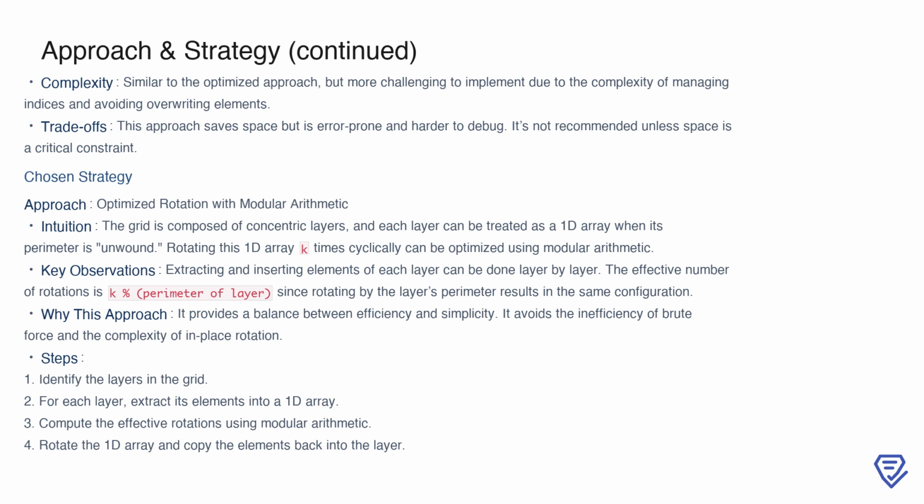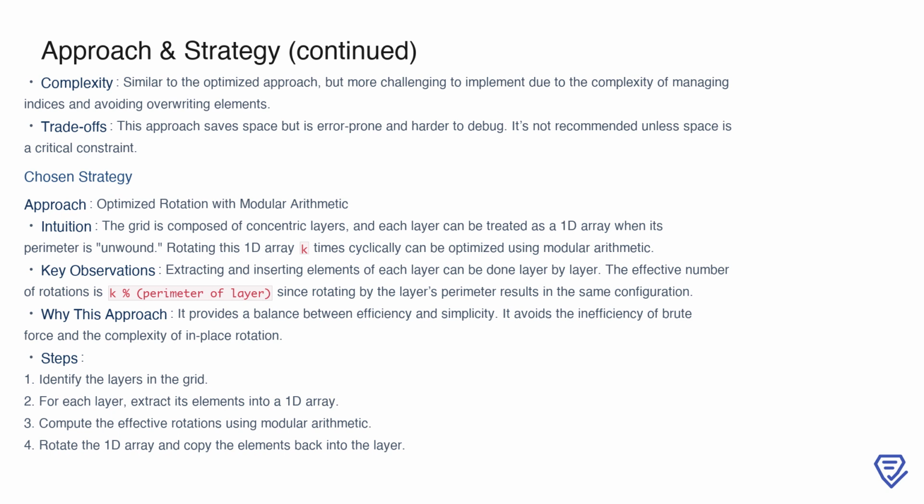With these considerations in mind, the optimized rotation using modular arithmetic emerges as the best strategy for this problem. The intuition behind this approach is that the grid's layers can be treated as one-dimensional arrays when their perimeters are unwound. Once we have these 1D arrays, we can compute the effective number of rotations required using modular arithmetic, which eliminates redundant rotations and simplifies the process. By rotating these arrays and copying the elements back into their respective layers, we achieve the desired result efficiently.